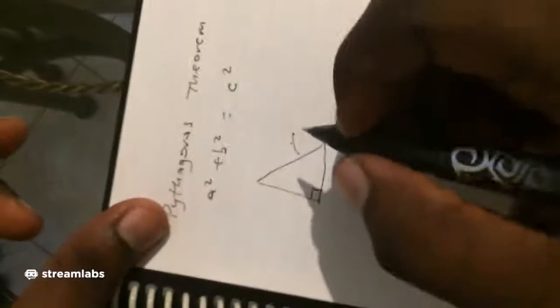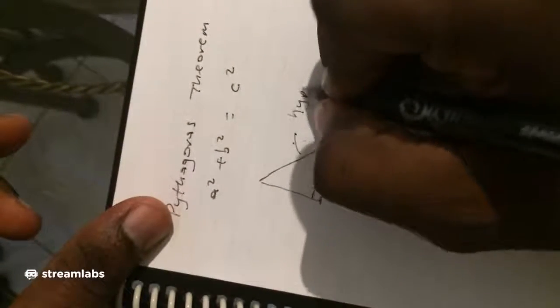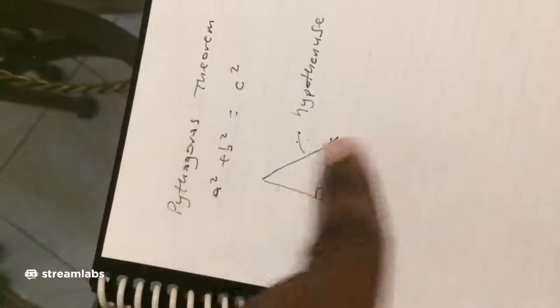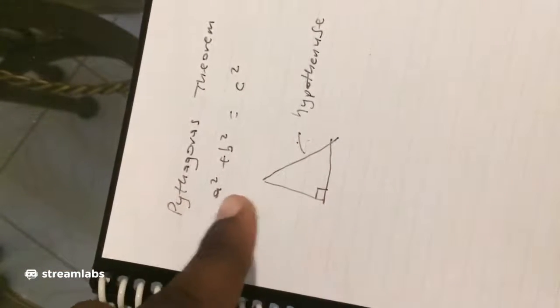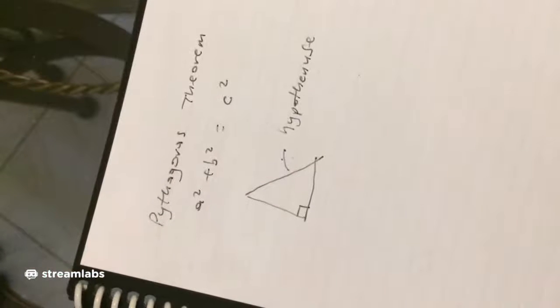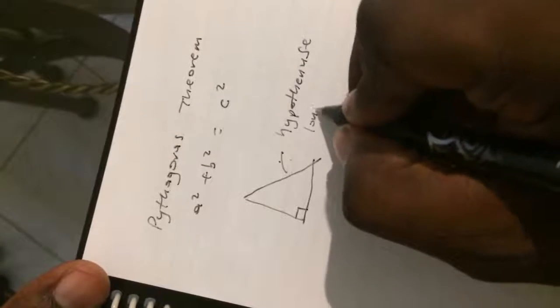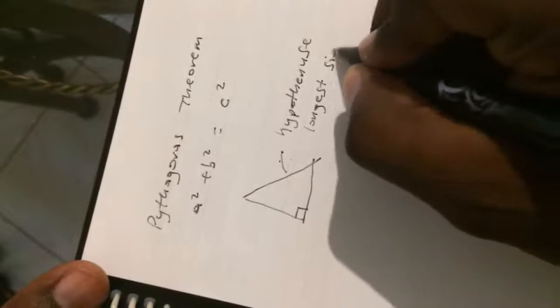So alright, this is the hypotenuse. The hypotenuse is the longest side of the right angle triangle. So you can make a note of it. While I write, you can write as well. The hypotenuse is the longest side of the right angle triangle.